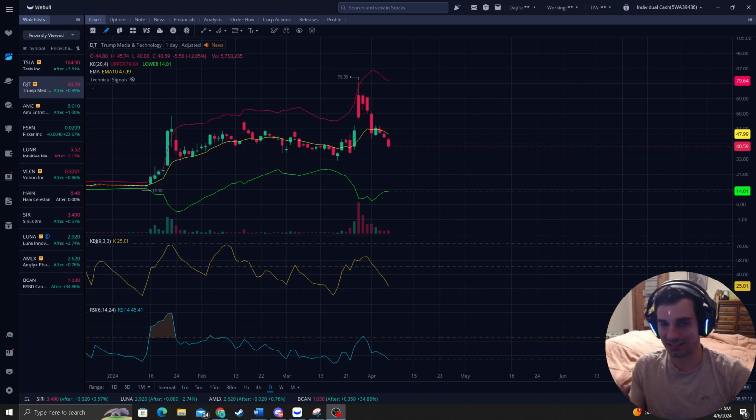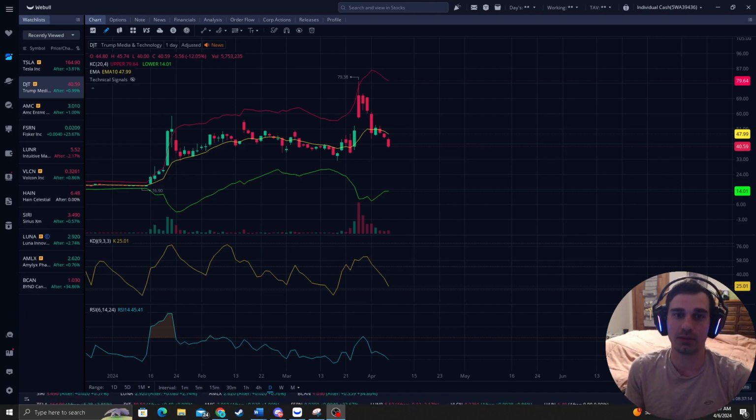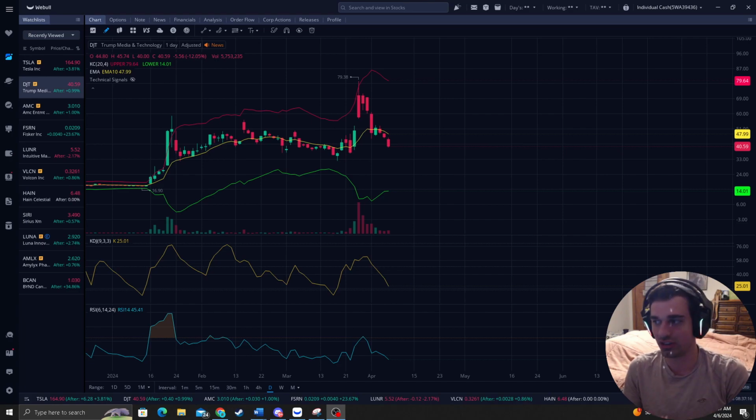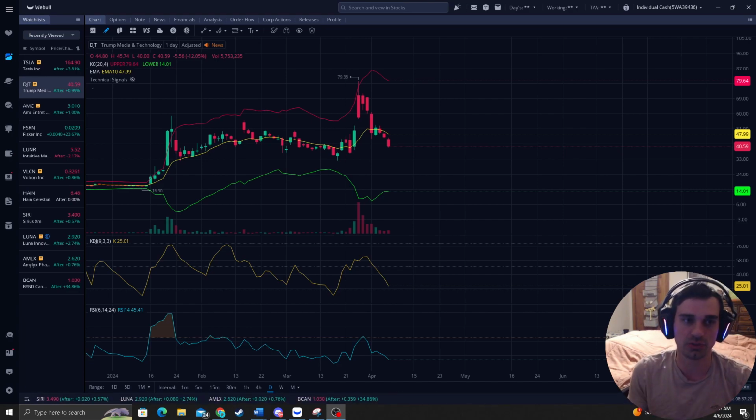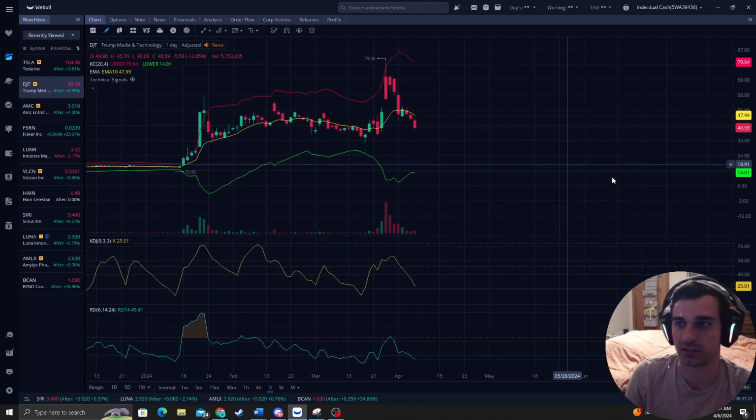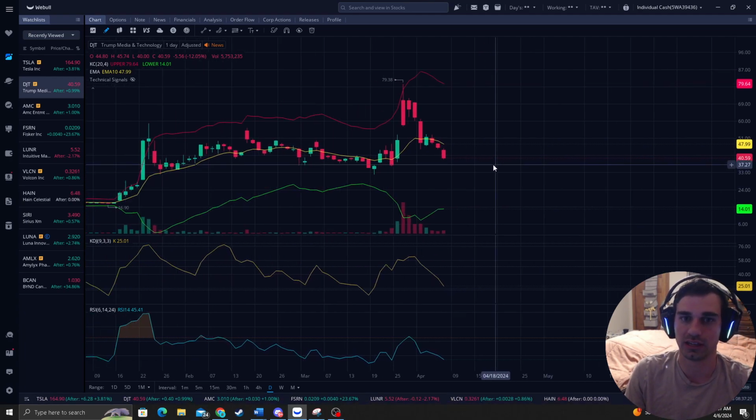I don't catch the exact, absolute bottom or top because that's impossible, but I can get a good idea exactly where price is going to reverse using this system that I have uniquely developed, and a lot of other people are using it in my Discord.